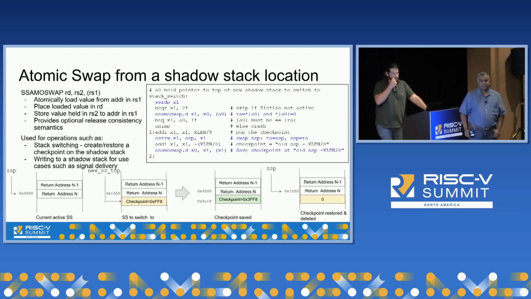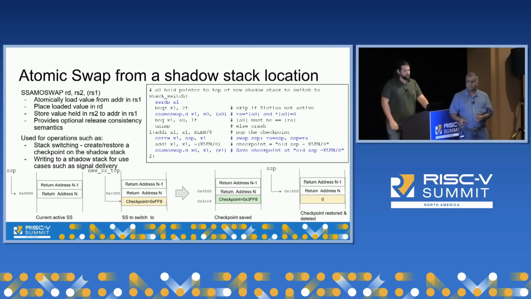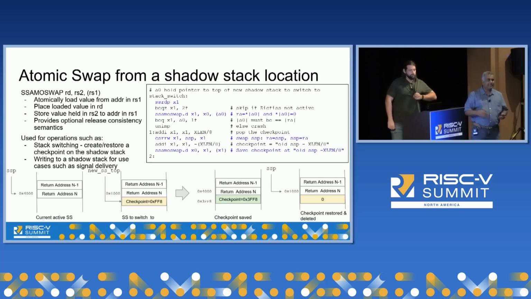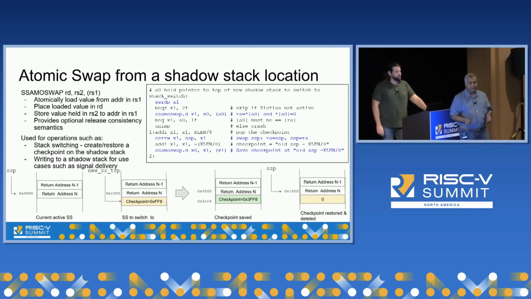The next main instruction that we provide is an instruction called ssamoswap. It atomically swaps a location on the shadow stack. And the main use case of this instruction is to be able to provide support for common operations such as stack switching. So when you're doing stack switching, be it in the kernel as part of the context switch, you need to switch from one shadow stack to another shadow stack, or in the user space as part of, for example, if you're doing uContext support and you want to switch shadow stacks.